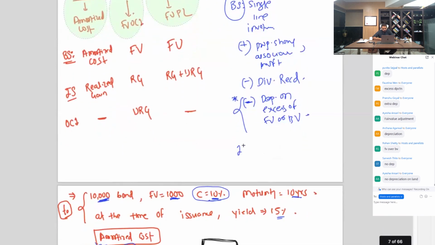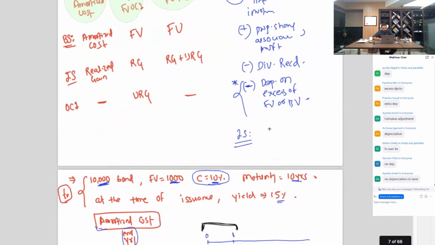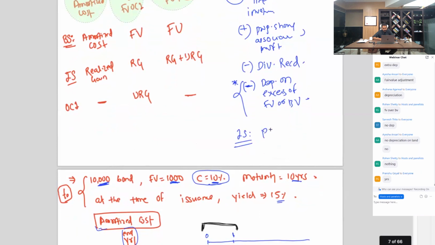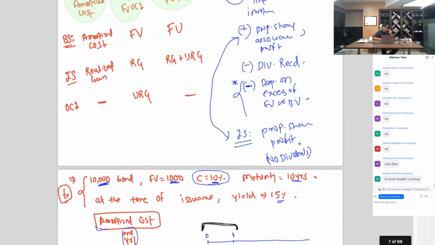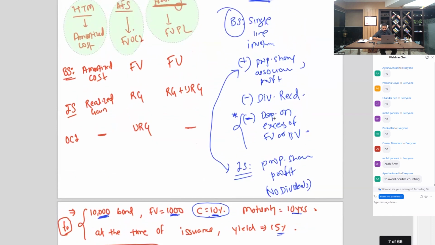How about income statement? What's the treatment? Do we take proportionate share of profit on the income statement? Yes, the proportionate share of associates profit comes on the income statement. How about dividend? Do we record dividends on the income statement? No dividends, right? Dividends are not recorded on the income statement because you don't want to double count the same profit, correct? So dividends will not be recorded, and I think everything else is okay.